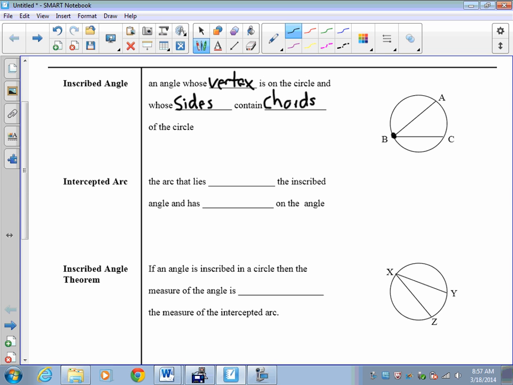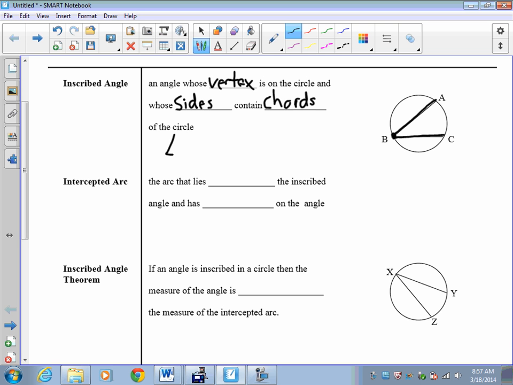of the circle. So we talked a little bit about chords in our first section on circles. They're just something that goes from one point on the circle to another. It's not a diameter because remember a diameter goes through the center of the circle. An inscribed angle might go through the center of the circle. It doesn't have to. Most times they don't.